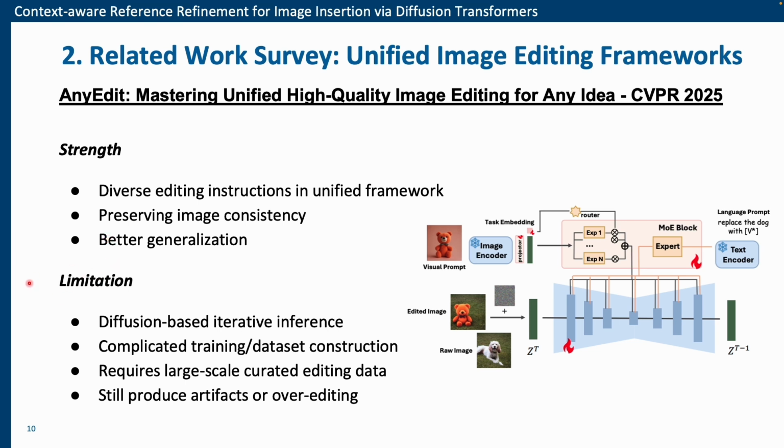However, AnyEdit still has some weaknesses. Because it is based on diffusion models, the editing process requires iterative inference and can be time consuming. Its data construction and training pipeline are also complicated, requiring a large amount of carefully curated editing data. And in addition, when handling complex reasoning edits, the model may still introduce artifacts or change more parts of the image than intended.